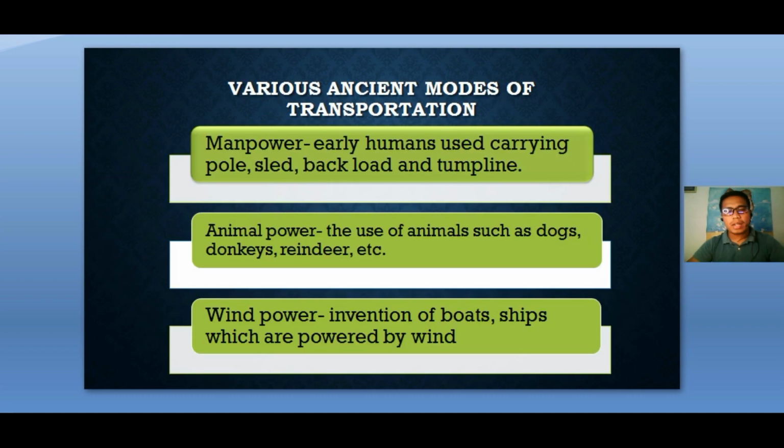The following are ancient modes of transportation. One is manpower, second is animal power, and the third one is wind power. So manpower, early humans used carrying pole, sled, backload, and timeline. Actually, as of now, manpower as a mode of transportation is still utilized, especially those individuals who come from far-flung areas. Those in the mountains, some of them used backload and timeline.